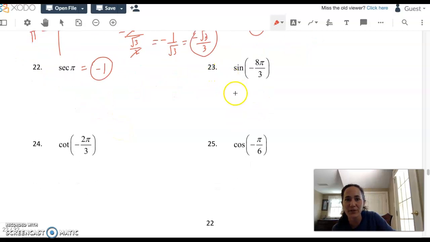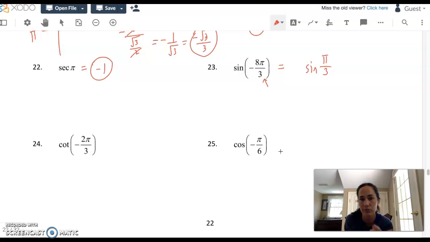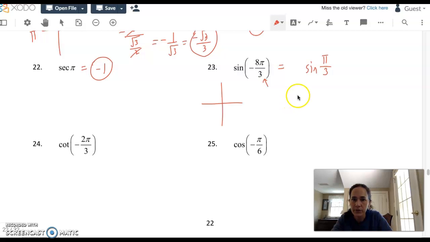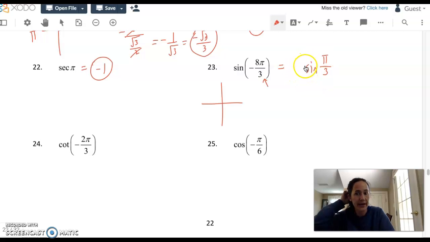What about 23? Sine of negative 8 pi over 3. Well, one nice thing about it is that the denominator lets me guess the reference angle, right? The reference angle is going to be pi over 3 because that is your original reduced denominator. And we'd be almost completely good to go here because we know the sine of pi over 3, but we still have to decide whether or not this answer needs to be negative. We should see where negative 8 pi over 3 falls.